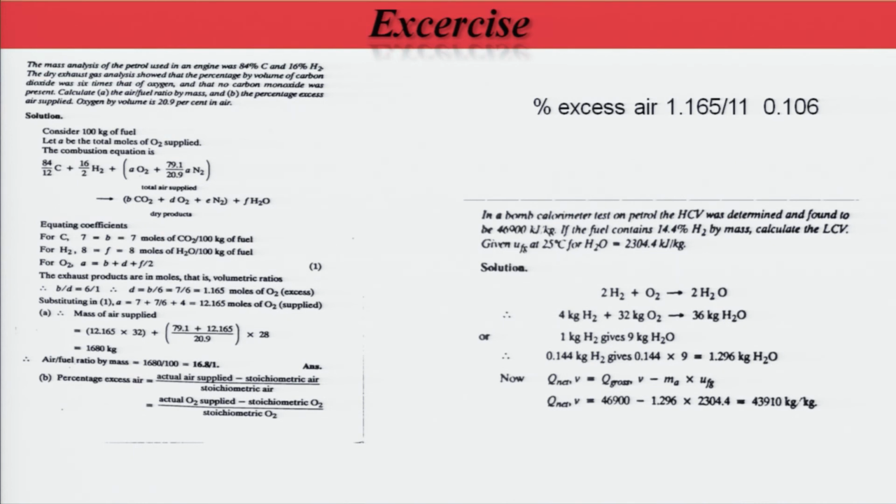So, this is problem 1. The mass analysis of petrol used in an engine was 84% carbon. All the parameters are given, and this is based on combustion. So, consider 100 kilograms of fuel. Let A be the total moles of oxygen supplied. You can write the combustion equation in terms of A and B, and finally, by equating the coefficients, you will be able to find them.